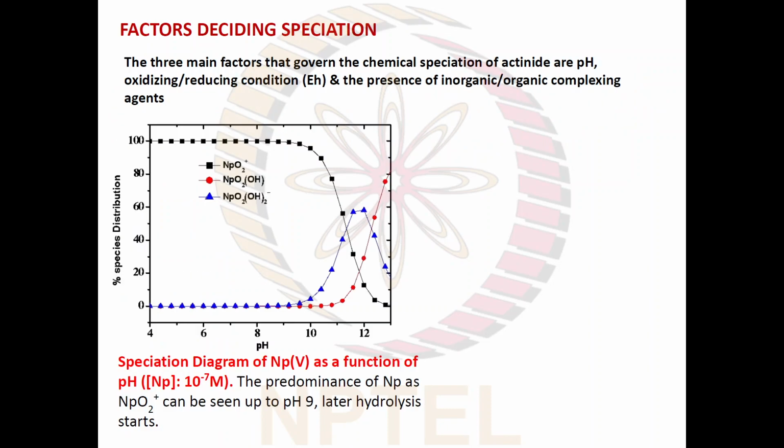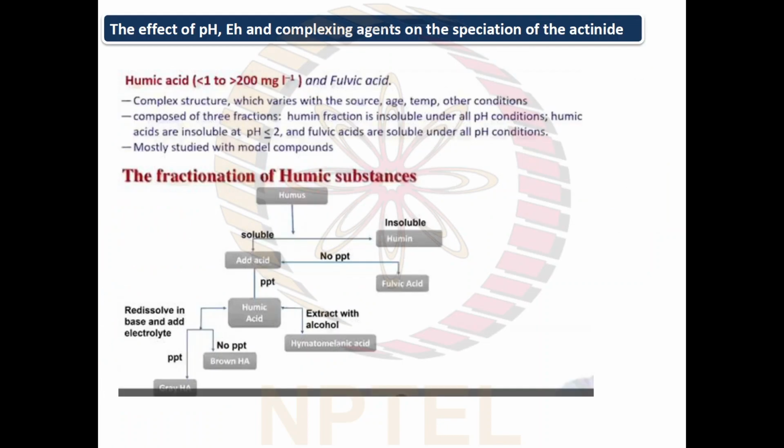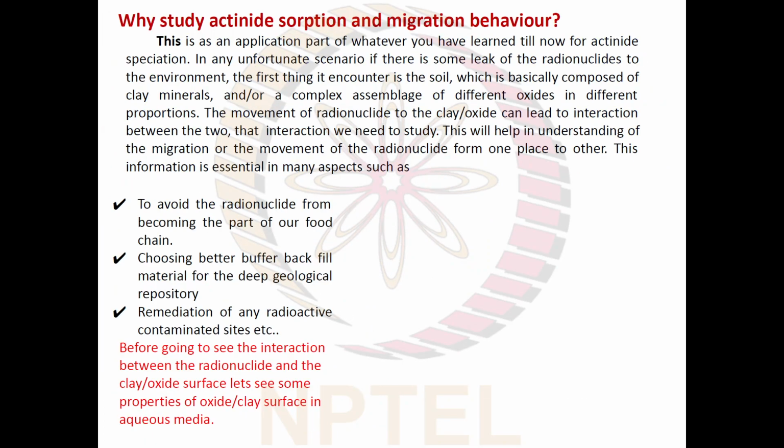Factors deciding speciation are these: speciation diagram of Np(V) as a function of pH. The predominance of Np as NpO2+ can be seen up to pH 9. Later hydrolysis starts. For Pourbaix diagram, the Eh-pH stability field diagram shows in a comprehensive way how protons and electrons simultaneously shift equilibria of reactions under various conditions: area lines, horizontal lines, vertical lines, and the slope, etc. Humic acid actinide complexation, proposed structure, and why study adsorption and migration behavior.